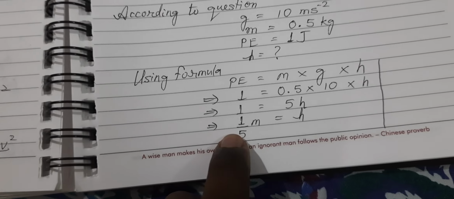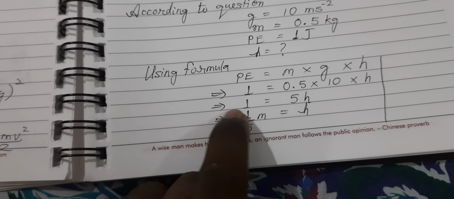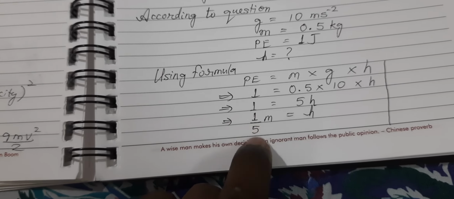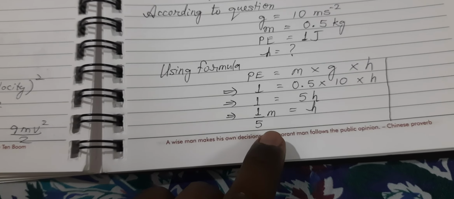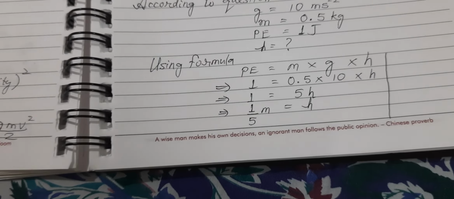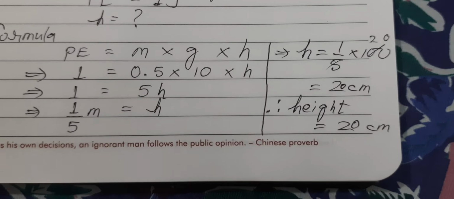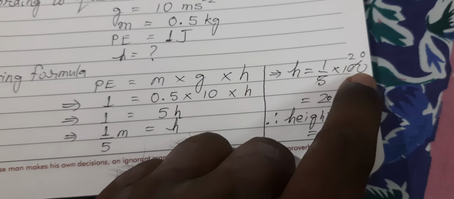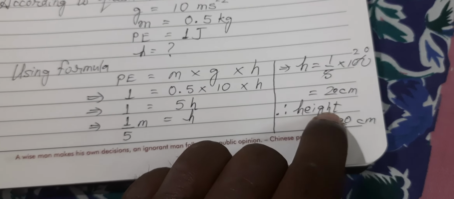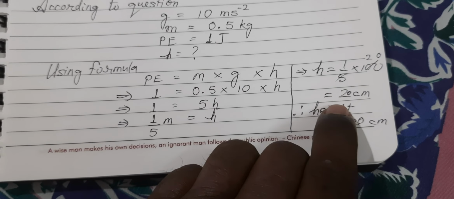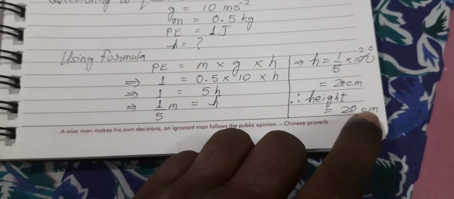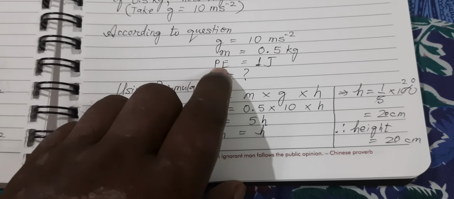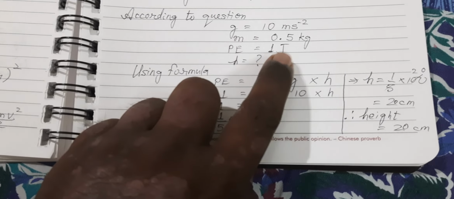Height is distance, and the SI unit of distance is meters. So 1 by 5 meters. But 1 by 5 meters sounds very unusual, so let us convert this meter into centimeter. To convert meter into centimeter, we multiply by 100. So 1 by 5 into 100, doing the cancellations and calculations, we get 20. So 1 by 5 meter means 20 centimeters. That means the book can be raised to a height of 20 centimeters from the ground when a potential energy of 1 joule is applied to it.